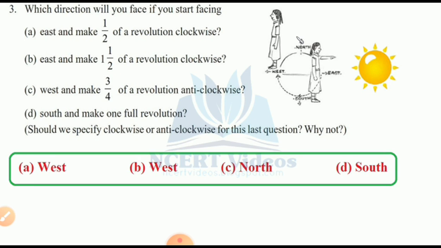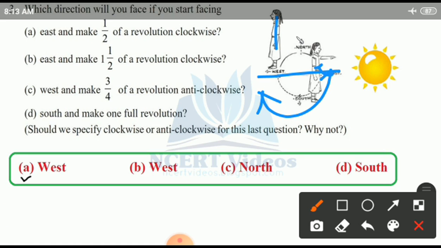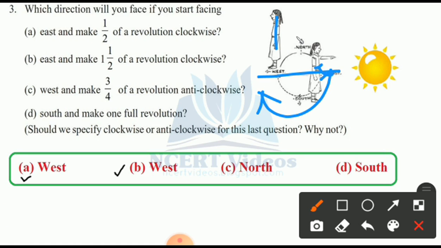Should we specify clockwise or anti-clockwise in these questions, and why not? See, I just said clockwise and anti-clockwise. First, east and make 1/2 of a revolution clockwise, or half. Where will it be reached? On the west direction. Half revolution. Cutting from here, C is here. Then half revolution means clockwise this direction. C will be here. Easy? So it should be west direction.